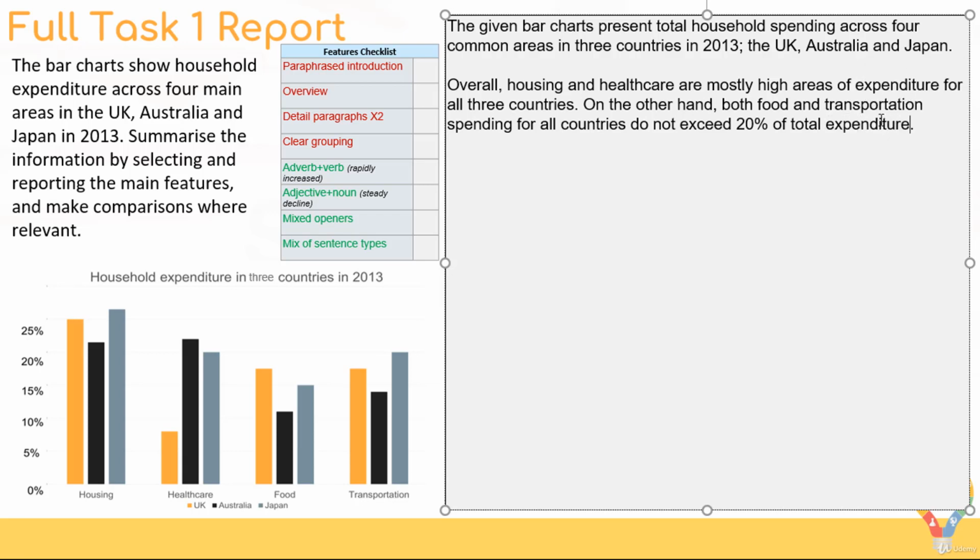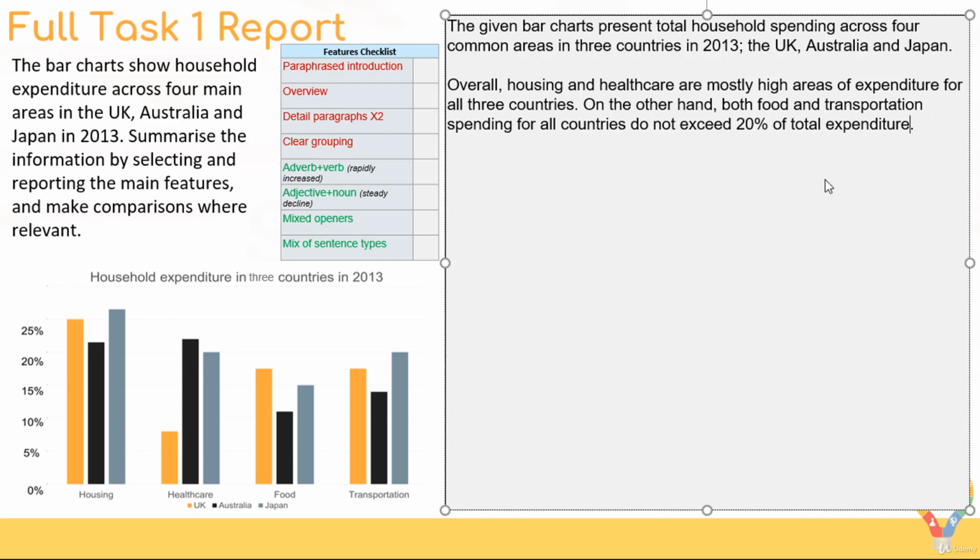Okay, so let's read this back. Overall, housing and healthcare are mostly high areas of expenditure for all three countries. On the other hand, and we've got a nice opener there, both food and transportation spending for all countries do not exceed 20% of total expenditure. So there we have it. That is my overview complete. So it's time to move on to our detailed paragraphs. And group 1, we have housing and healthcare.